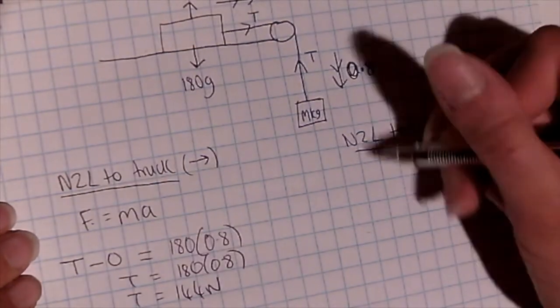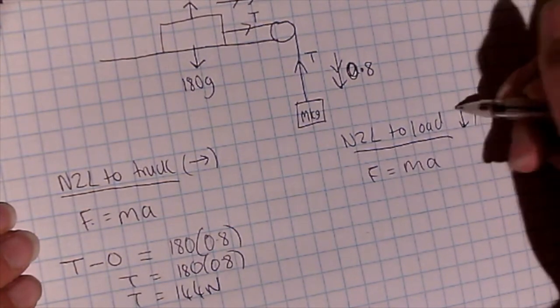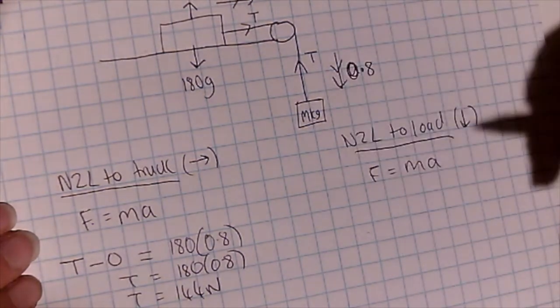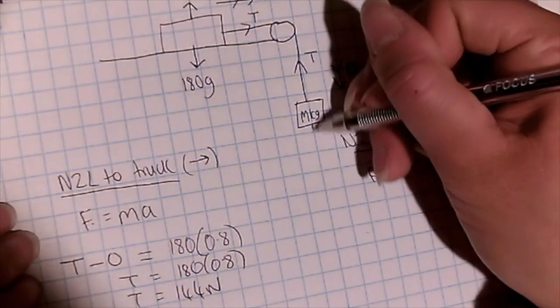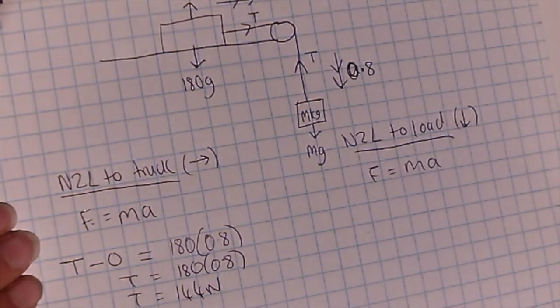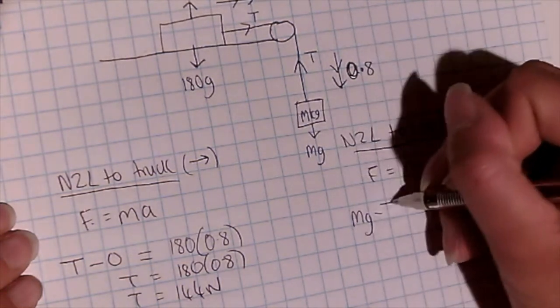So applying Newton's second law, F equals ma, to the load. Now the load is moving downwards, so the force is going to be the downward force minus the upward force. Well, actually, we've forgotten to put the downward force on here. Remember, the downward force is always the mass of the object times gravity. So the downward force is going to be mg minus the upward force, t.